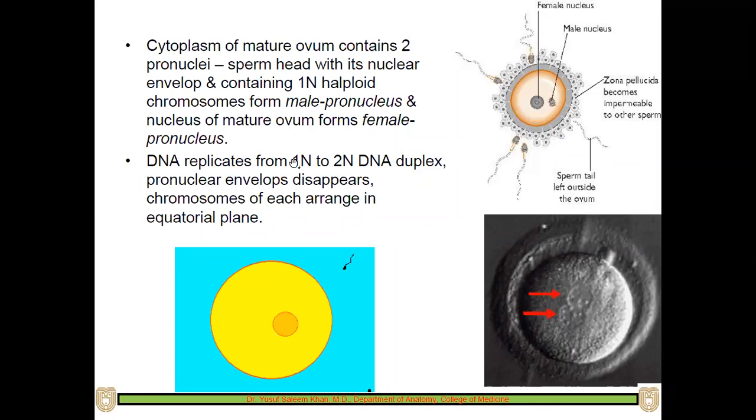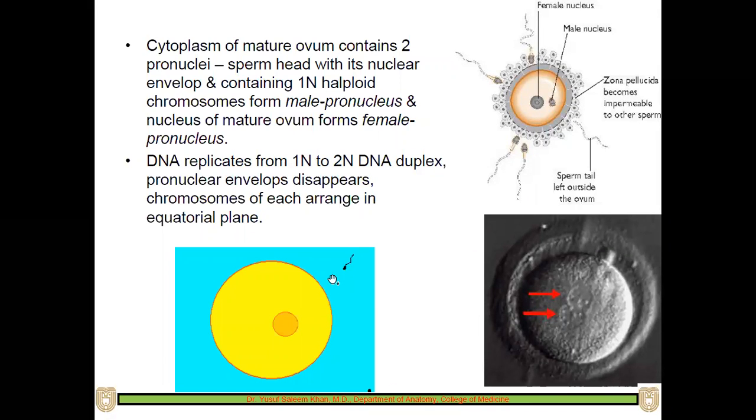The DNA replicates from 1n to 2n, as I said. Now 1n plus 1n becomes 2n. Now the DNA duplicates, then the pronuclear envelope disappears. The envelope around each of them will disappear, and the chromosomes will all get arranged in the equatorial plane.